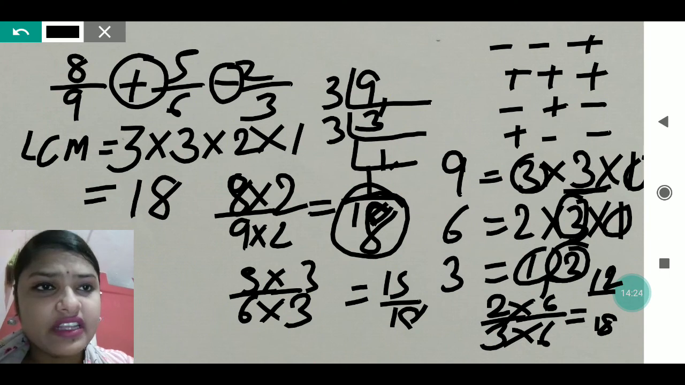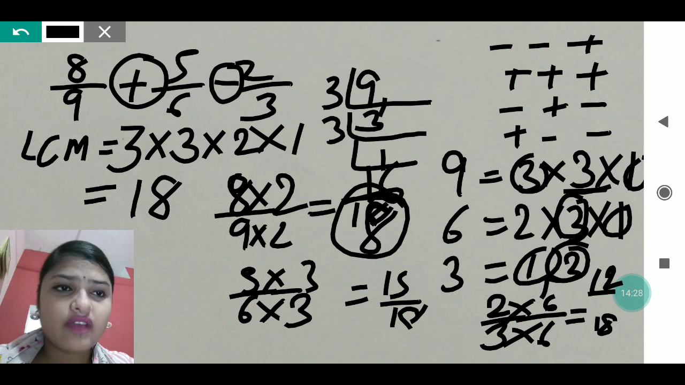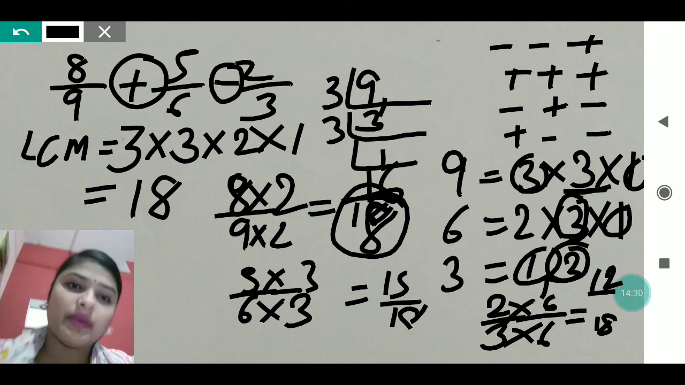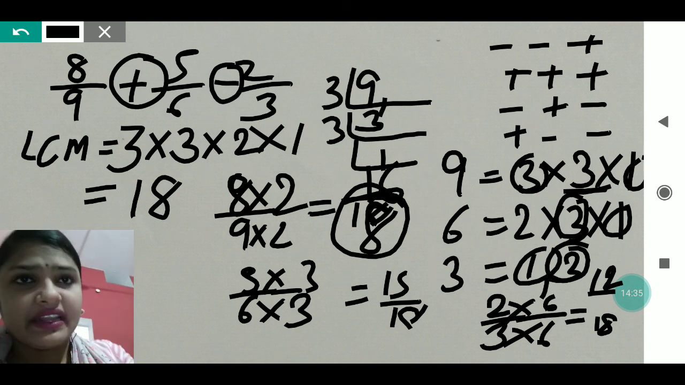8 into 2 is 16. You have got 3 answers. First you have got 16 by 18, then 15 by 18, then 12 by 18. Okay, 16 by 18, 15 by 18 and 12 by 18. Now let's move on.